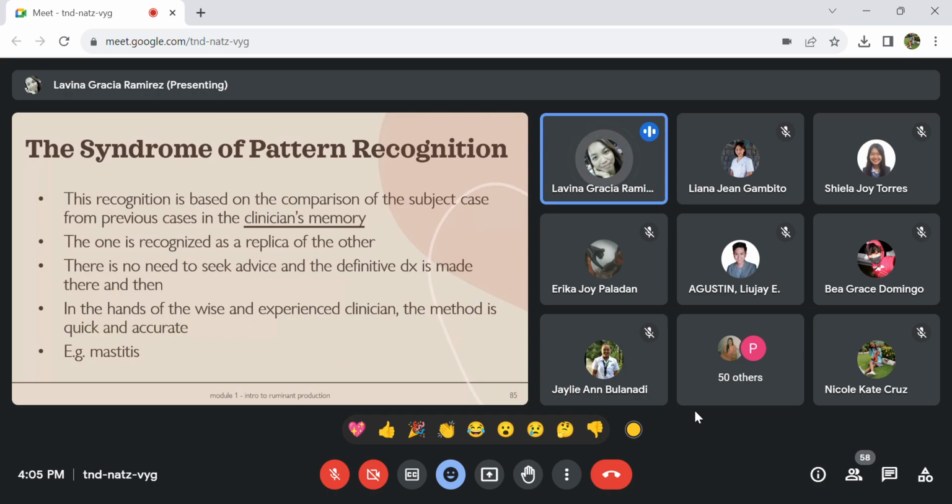Let's take, for example, the first one. These are the descriptions under the syndrome of pattern recognition. This recognition is based on the comparison of the subject case with previous cases in the clinician's memory. So it's very simple.